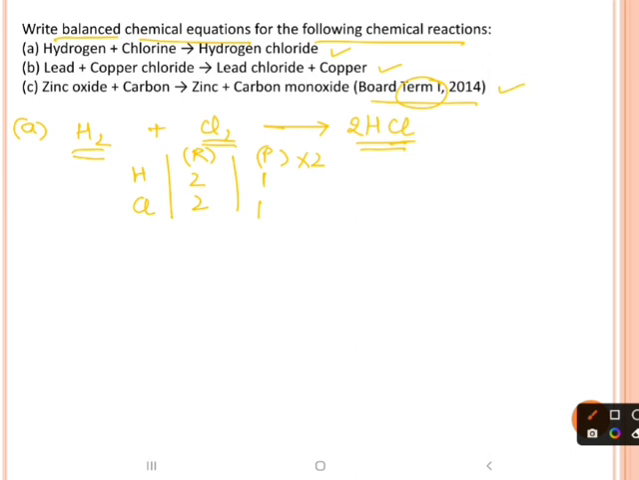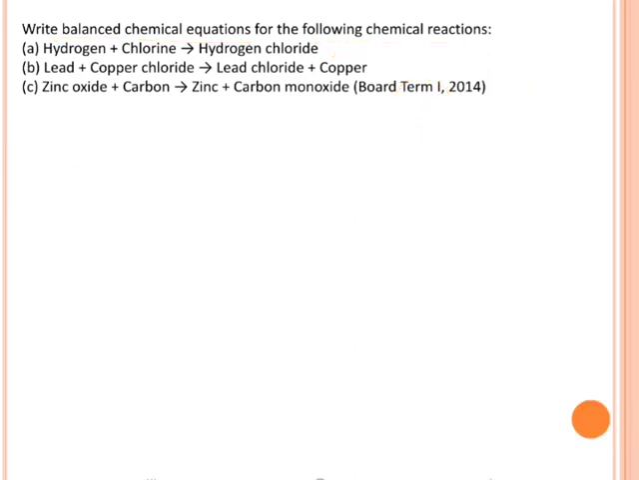So what will be our final thing? Our final thing will be that we will write the balanced chemical equation as H2 plus Cl2 gives 2HCl. Second question is lead plus copper chloride gives lead chloride plus copper.